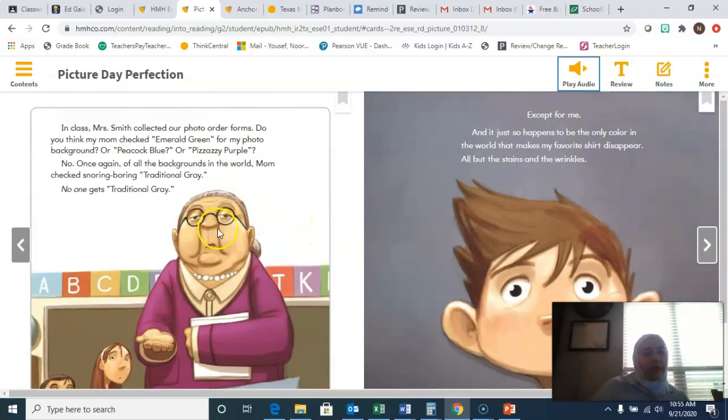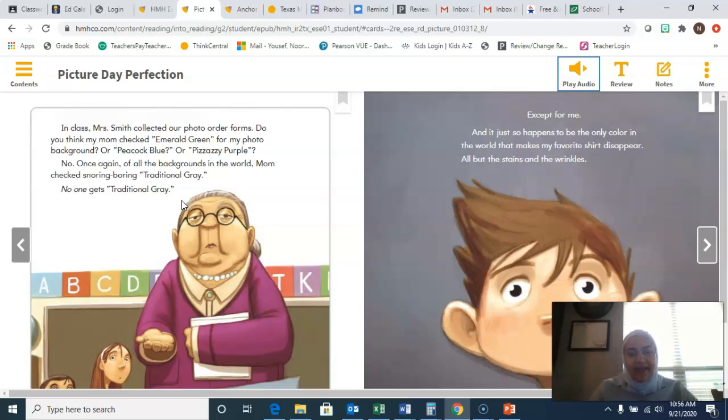So remember on picture day, we can activate our prior knowledge to kind of figure out what's going on here. On picture day, doesn't your mom sometimes send with you a form, or you see the forms that we pass out and then your parents bring it back checking what kind of background they want or what pictures they want. So he turned his in and his mom had chosen the gray background.